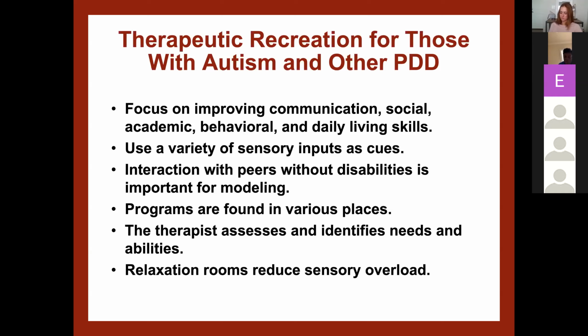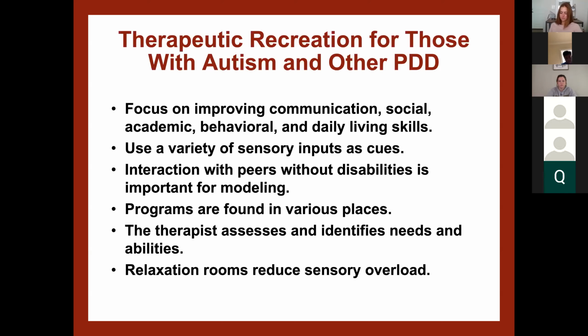Interaction with peers without disabilities is important for them moving forward, showing them how they can live as they grow older. They have different programs that are found in various places, in schools. A lot of times they are in normal classrooms. A lot of times there may not be a large amount of developmental or intellectual delay. It may manifest more in how they function, speaking to other people and giving eye contact and things like that.